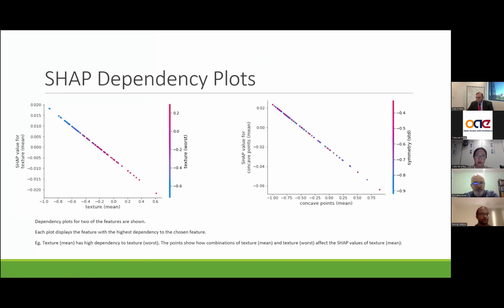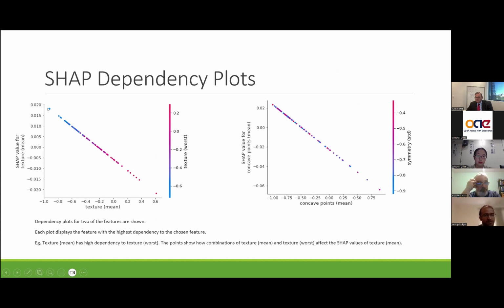And there are additional plots that come with the SHAP package in Python. So here is another one that shows the dependency between two features. You have to define which two features you want to analyze. So in this case, I'm analyzing the texture mean and the texture worst. And I'm trying to correlate it with the SHAP value for texture mean.